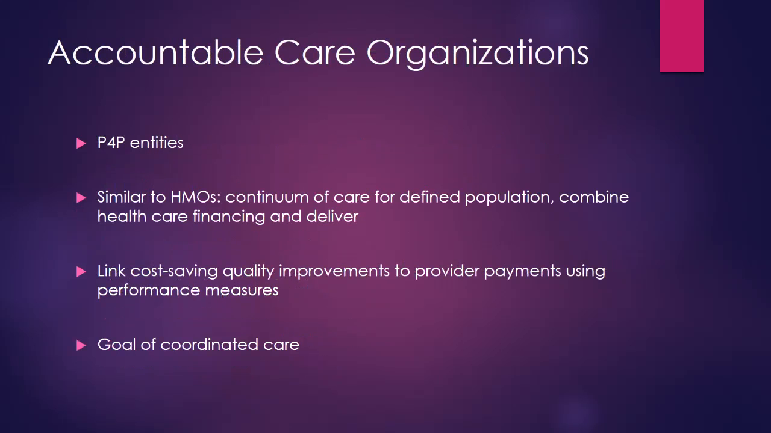And accountable care organizations are one type of pay-for-performance entity. And so these are similar to HMOs in that they offer this continuum of care to a defined population and combine both delivery and financing of care. But they link this cost-saving quality improvements to provider payments using these performance measures. And the concept here is that coordinated care will happen as a result of the structure and the reimbursement.